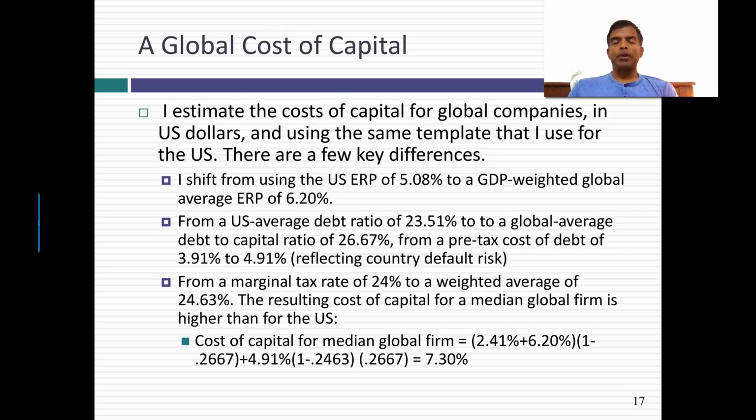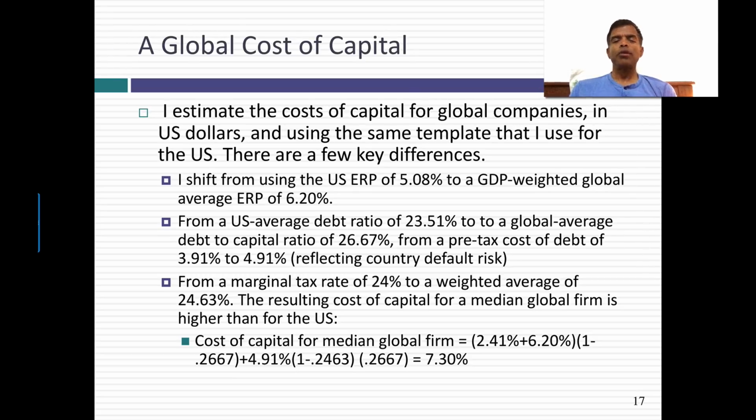Now let's turn to global companies. For a typical global company, again, I'm going to do things in US dollars so that you can get some comparison going. It's the same starting risk-free rate because I'm doing things in US dollars, 2.41%. The beta is 1 because I'm looking at a typical company. The equity risk premium, this is the GDP weighted equity risk premium for all of the countries in the globe, is 6.2%. The debt ratio for a typical global company is a little higher. It's about 26.67%. And the cost of debt is a little higher again because there's some country default risk that creeps into companies. Overall, though, the cost of capital for a typical global company is about 7.3% in dollar terms.